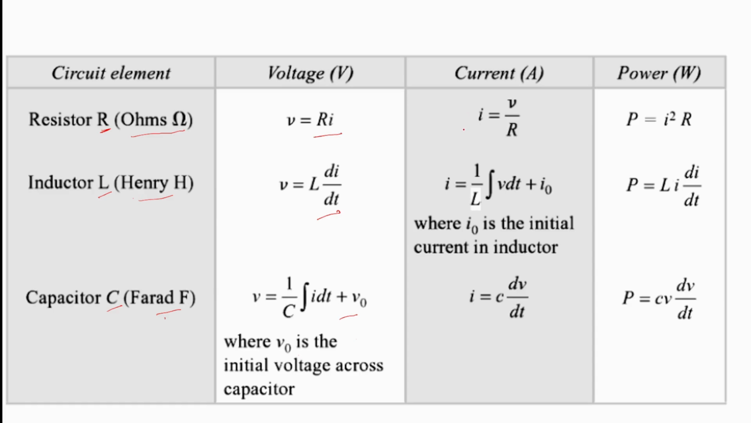Now coming to the current relationships: I equal to V by R for the resistor, I equal to 1 by L integral V dt plus I0 for the inductor, where I0 is the initial current in the inductor, and I equal to C dV by dt for the capacitor. Now coming to the power relations: I square R for the resistor, L i di by dt for the inductor, and C V dV by dt for the capacitor.